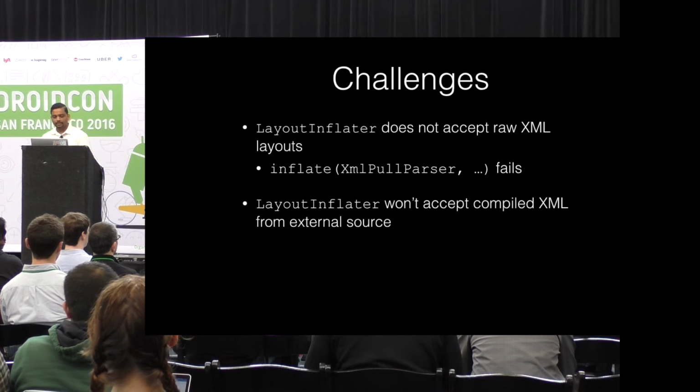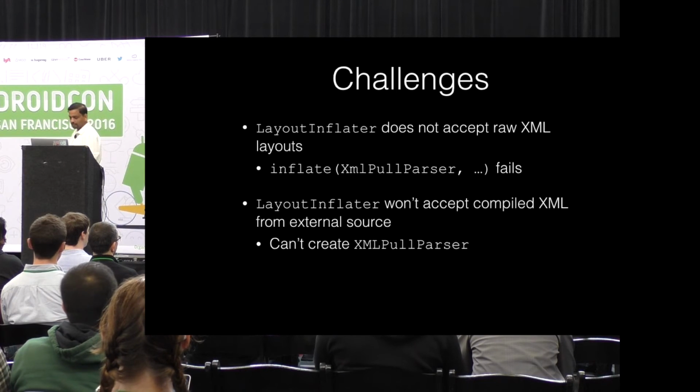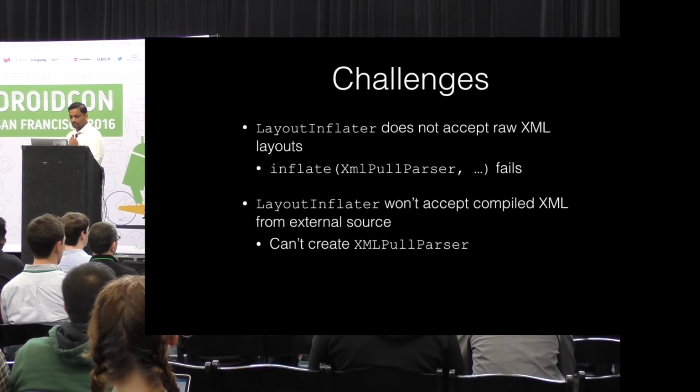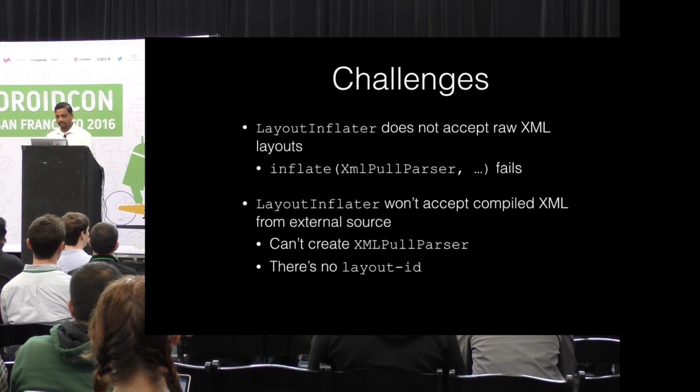LayoutInflater will not accept compiled XML from an external source, so it will not accept raw bytes of array of bytes, or input stream or whatsoever. So we cannot create an XML pool parser just from raw input stream. And there is no layout ID associated with it because this layout exists on the server, does not exist in the APK. So r.layout.blah doesn't exist.